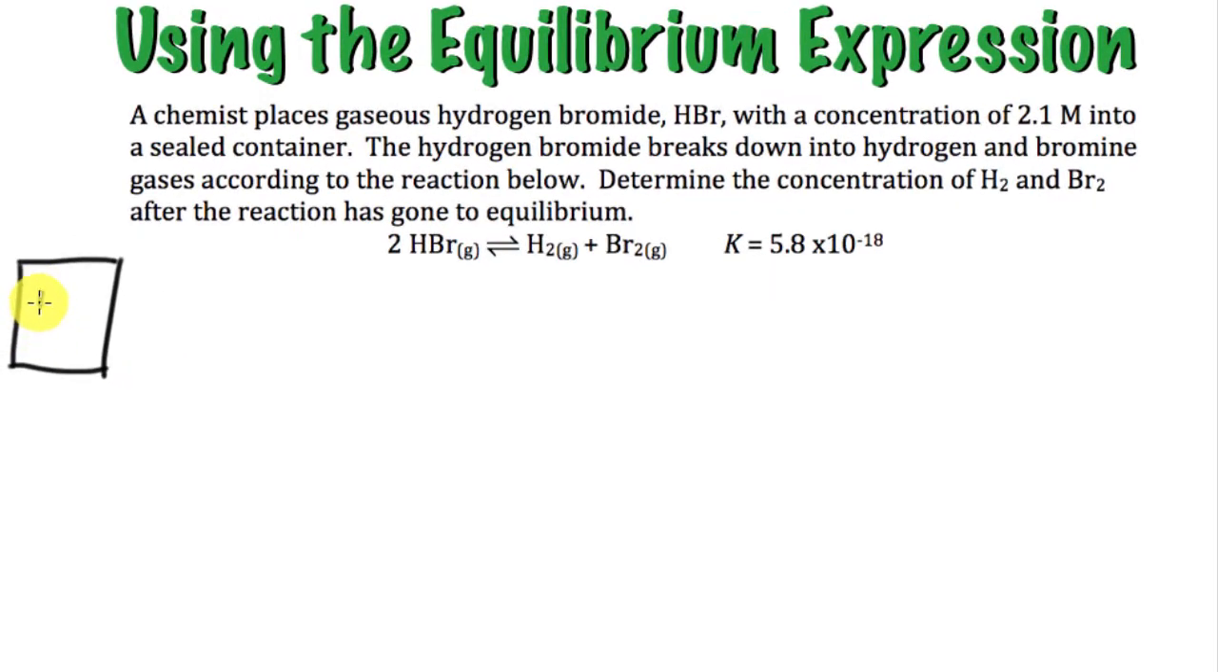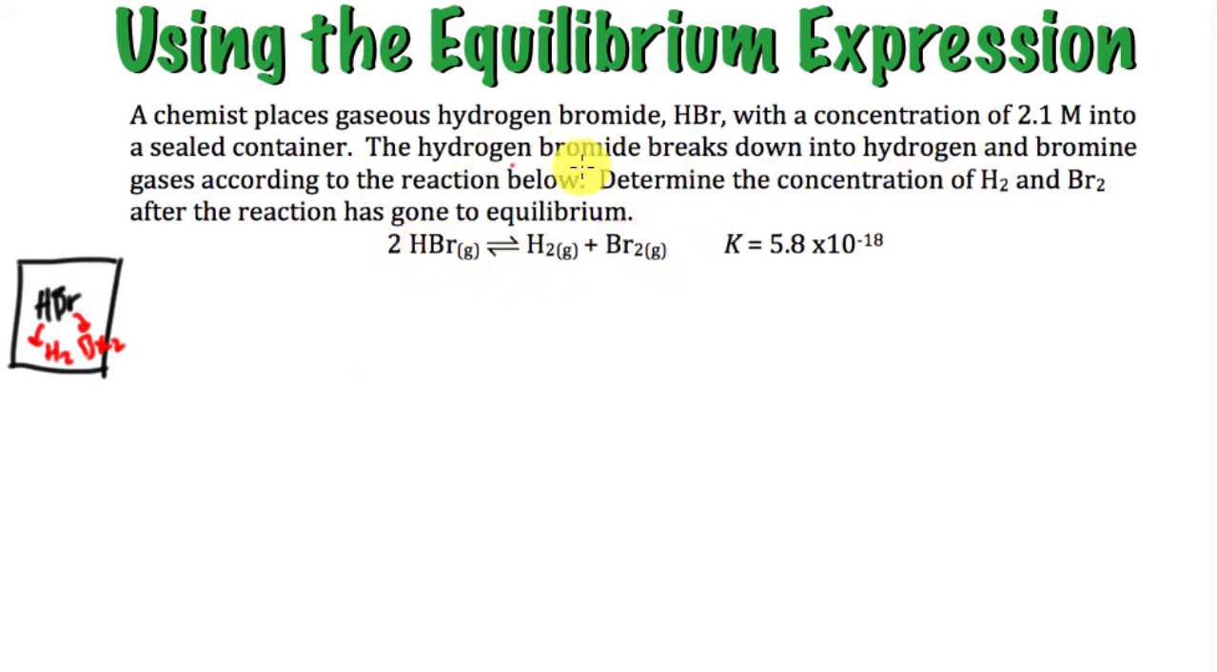We have a chemist who places gaseous hydrogen bromide, HBr, with a concentration of 2.1 molar into a sealed container. So we're starting off with a sealed container with nothing but HBr gas in here. What's going to happen is this HBr gas is going to undergo decomposition, and it's going to break down into hydrogen gas and bromine gas. Every time two of these HBr break down, they make H2 and also Br2. So we make these two gases every time.